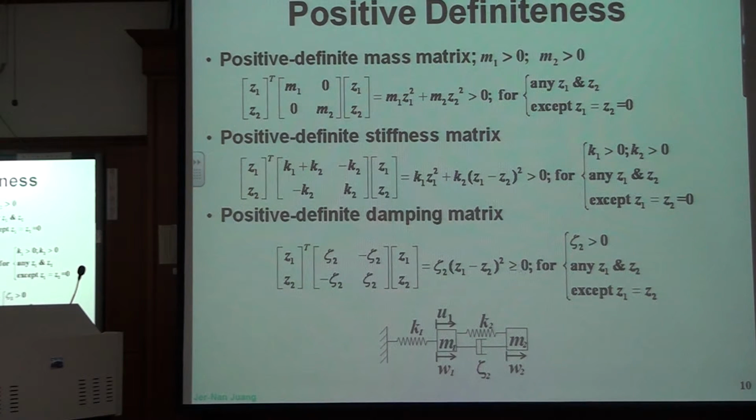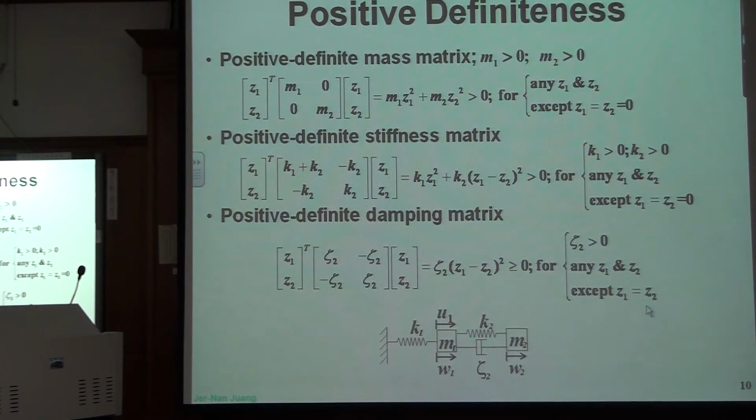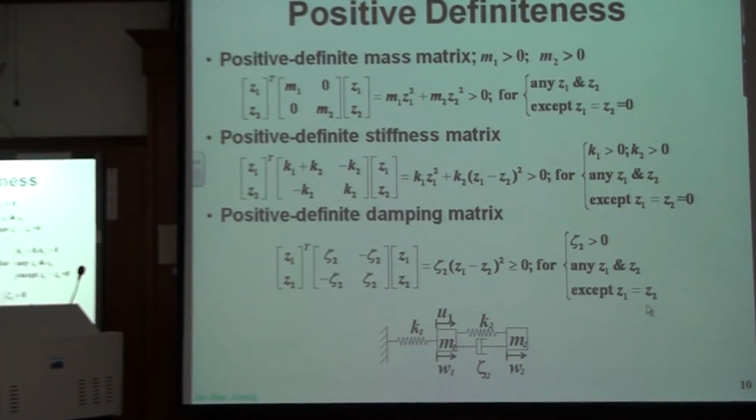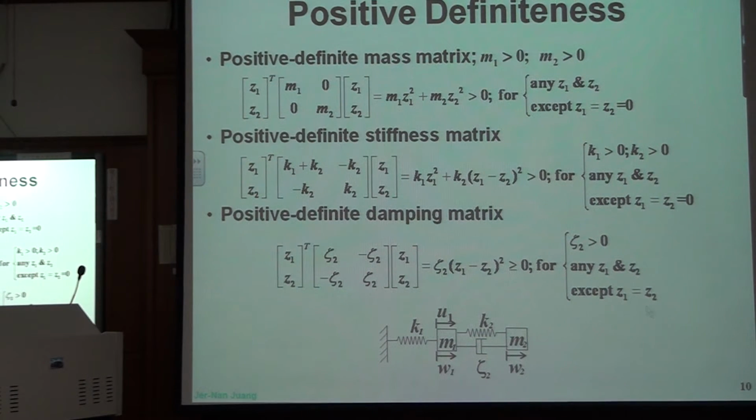So for this case, we call it a semi-positive definite damping matrix. This is not a completely positive definite damping matrix. So this is except z1 equal to z2. All right. Now, that's the definitions. That's just the definitions. There's another positive definite matrix. Let me show you some other positive definite matrix, but there's some property of that.